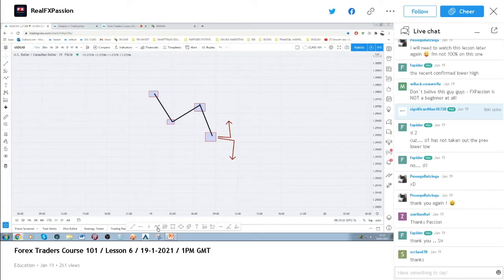Short on retracement. So you're expecting the market to do something like this and then short the market, something like this.